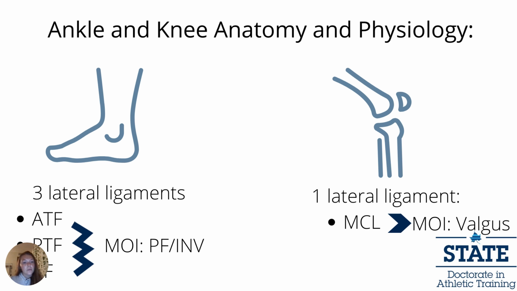In the lateral ankle, we see that there are 3 ligaments, while in the knee, we see there's only 1. The 3 ligaments in the ankle are the anterior talofibular, or ATF, the posterior talofibular, PTF, and the calcaneofibular, or CF. These all have a common functionality. However, in a grade 1 ankle sprain, we mostly see the ATF injured. The common mechanism we see is a plantar flexion and inversion mechanism.